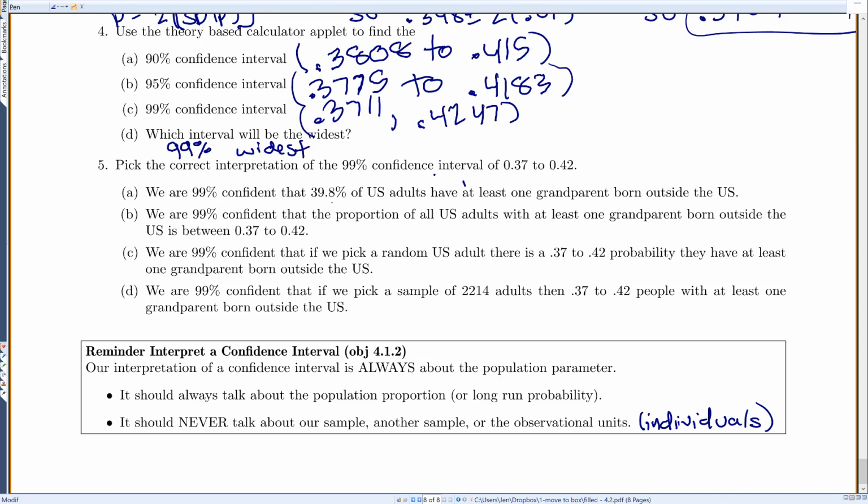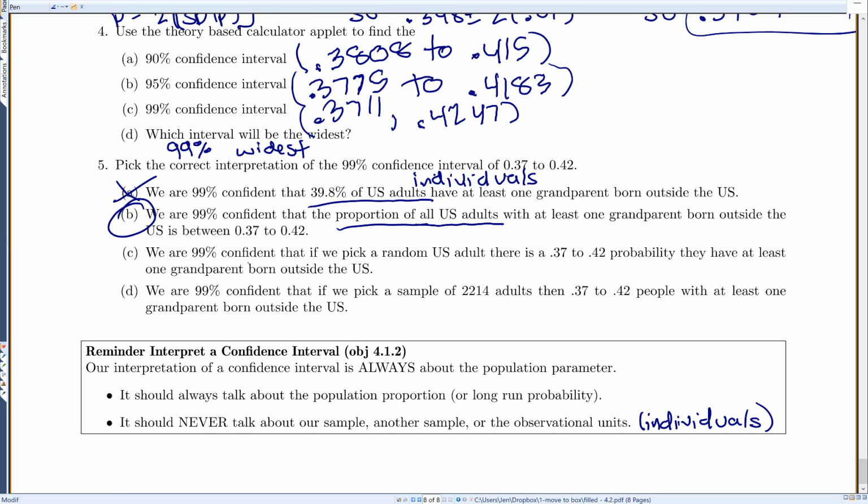So, we're 99% confident 39.8% of U.S. adults. That sounds like it's talking about individuals, doesn't it? Individual adults have at least one grandparent born outside the U.S. So that one's going to be wrong. It's talking about individuals. Next one: we are 99% confident that the proportion of all U.S. adults, well, that's a population proportion, with at least one grandparent born outside the U.S. is between 0.37 and 0.42. So that's my population proportion. That one's correct.